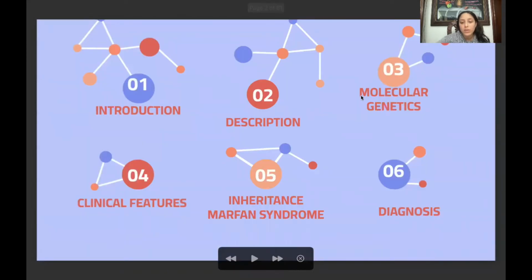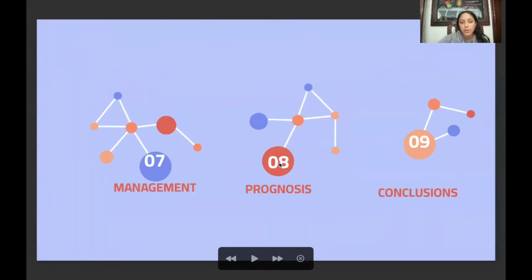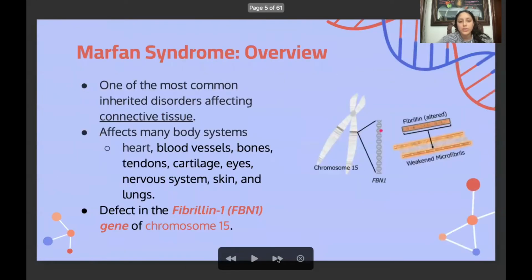So this is going to be the flow of our presentation. We're going to start with the introduction, following the description, the molecular genetics, clinical features, inheritance of Marfan syndrome, diagnosis, as well as the management, prognosis, and finally the conclusions. So I'm going to begin with the introduction.